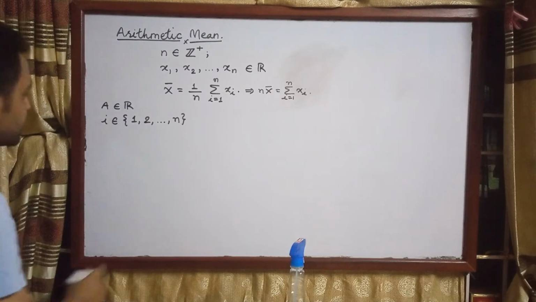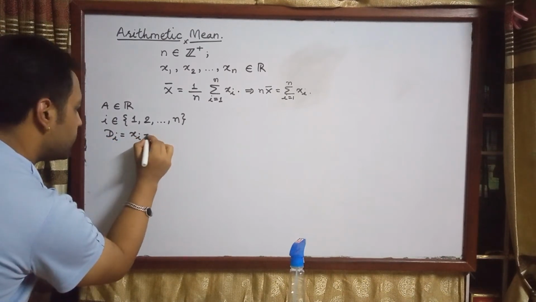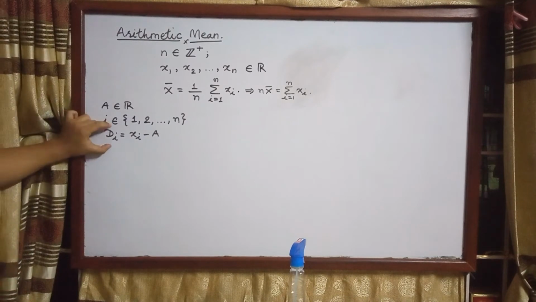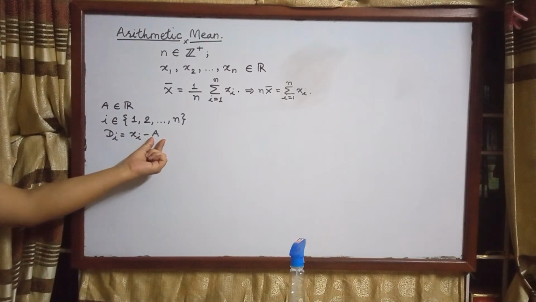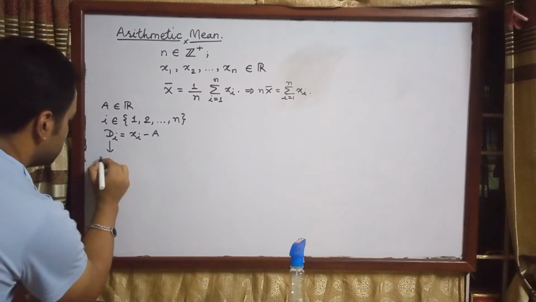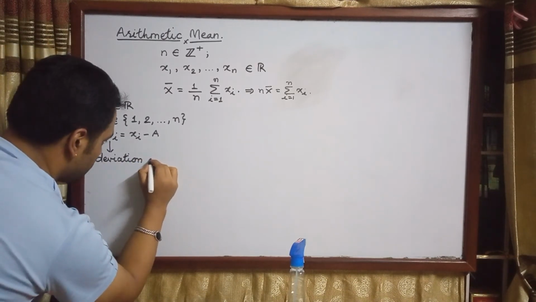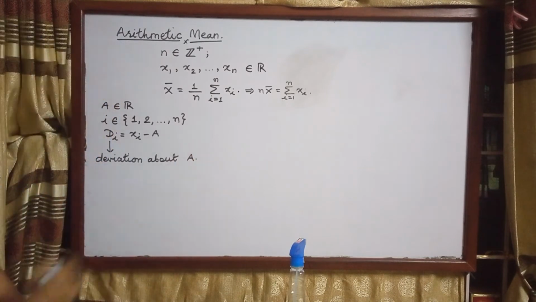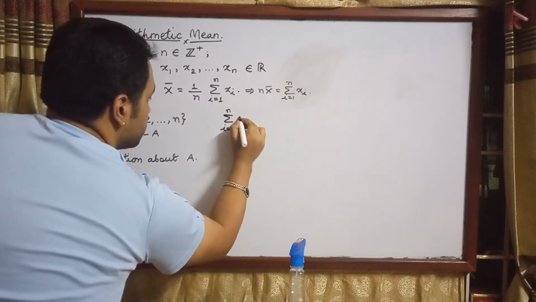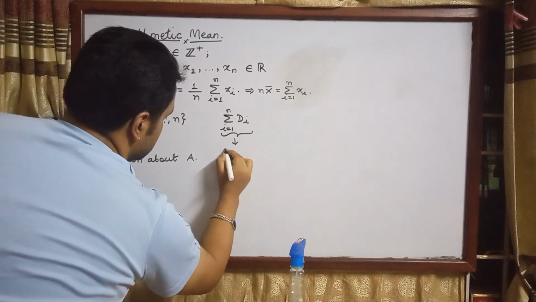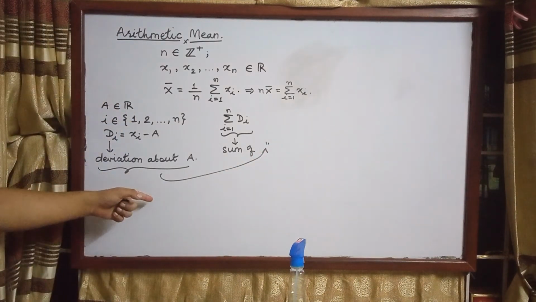And let us define deviation di by xi minus a. Then di is defined to be the deviations about the point a. We define di to be deviation about a. Okay, and this is quite trivial. We define this as the sum of deviations about a. Okay, sum of deviations about a.